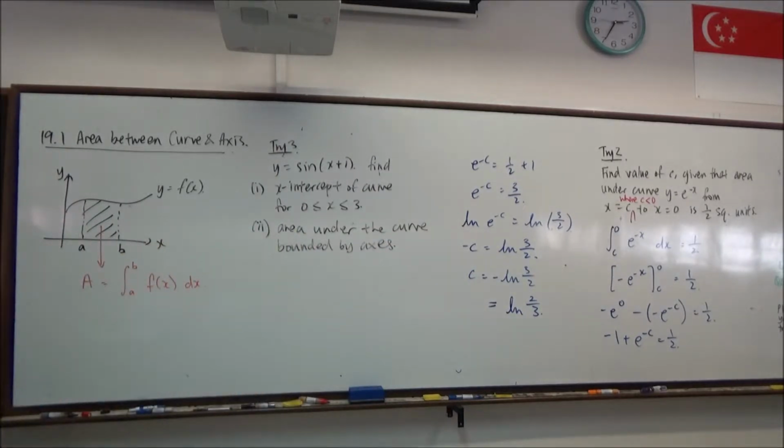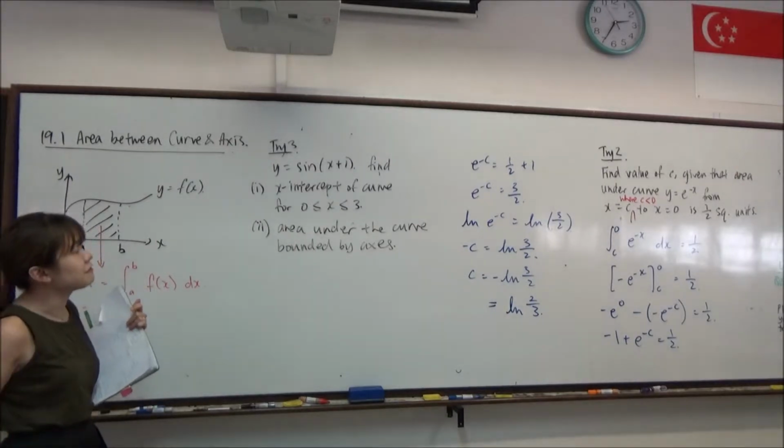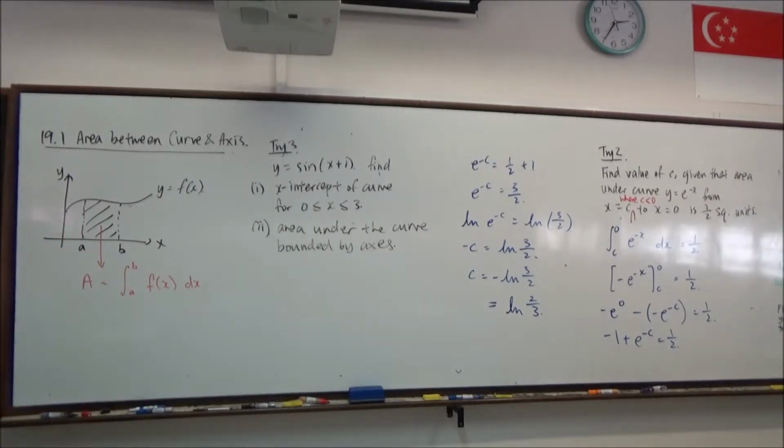Any questions so far? So let's look at try 3. We are given a sine function instead. We want to find the x-intercept of the curve for x between 0 to 3. How should we find this x-intercept?